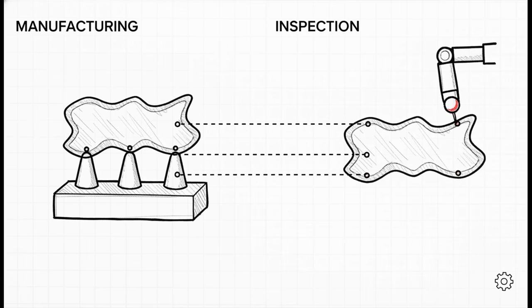Your fixture won't match your CMM program, and you'll end up scrapping perfectly good parts simply because the part was held in one location during machining and probed in a totally different location during inspection. Alignment is literally everything here.